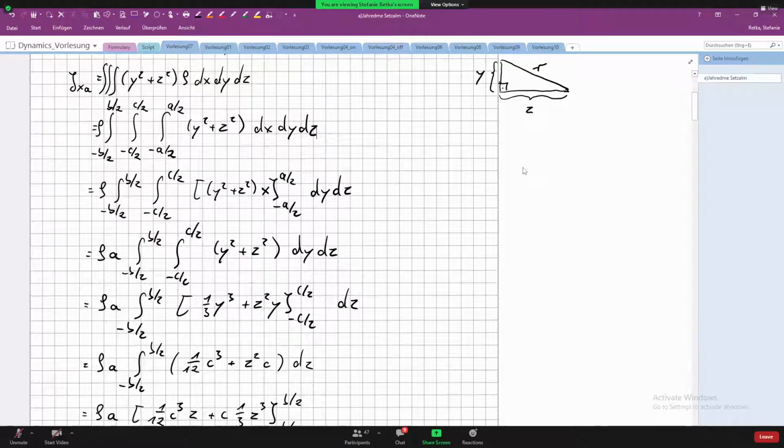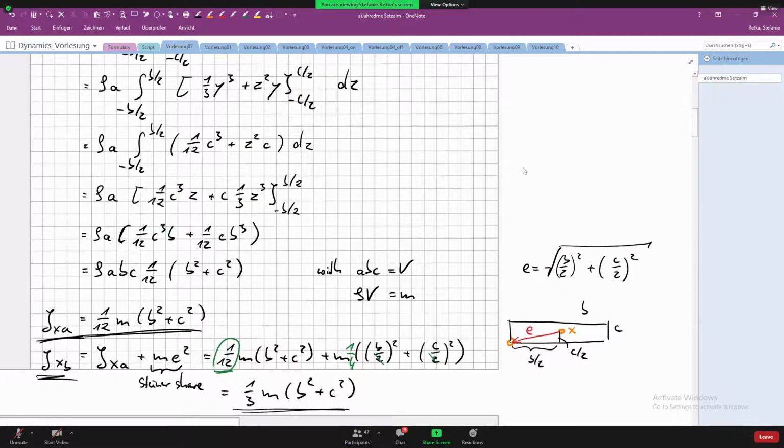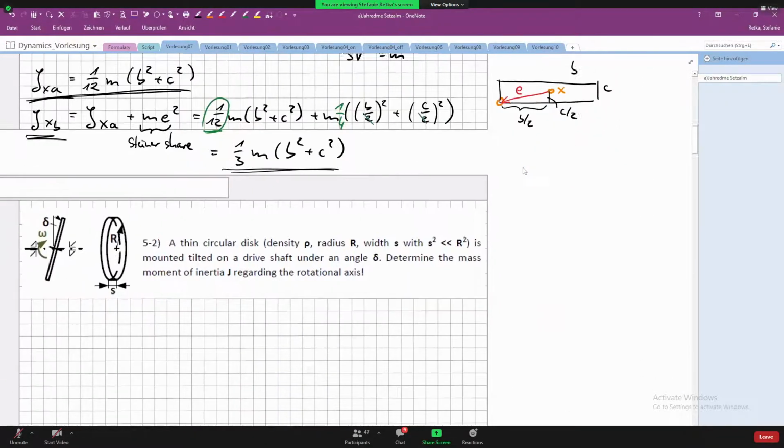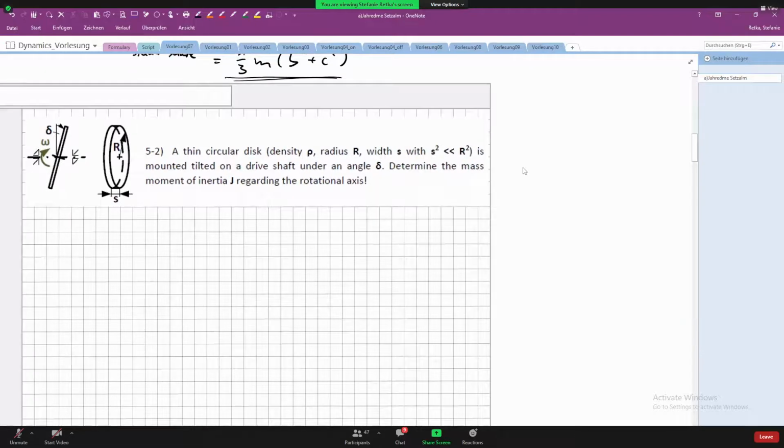Okay. Further questions? If not, then let's have a look at the second example. Next problem, 5.2. We have a thin circular disc with given density, radius, and width. And it's given that the width is significantly smaller than the radius. And it is mounted tilted. So it's not straight, but it's tilted by an angle delta. And we have to find the mass moment of inertia regarding the rotational axis.